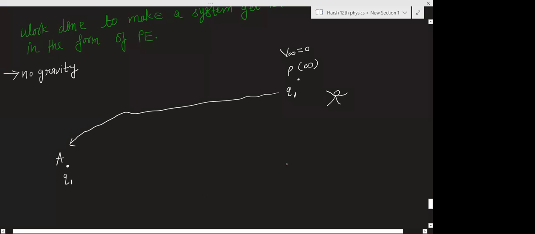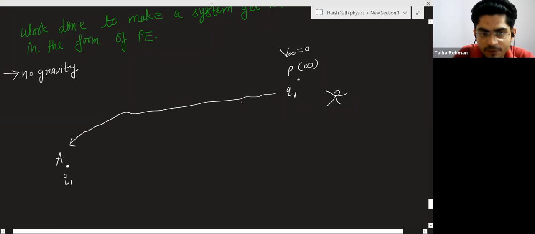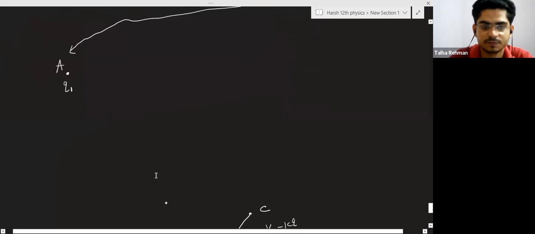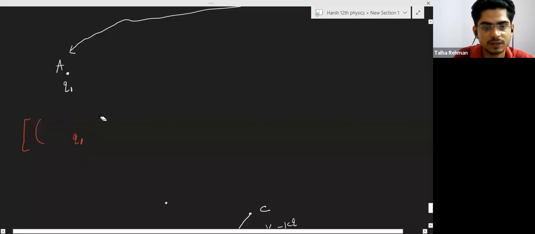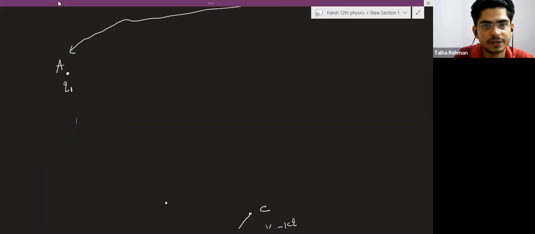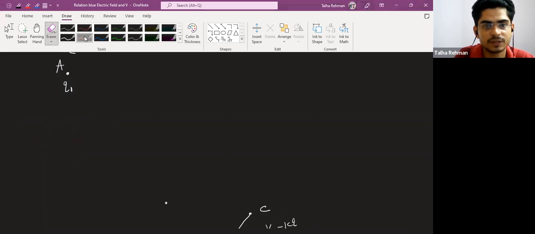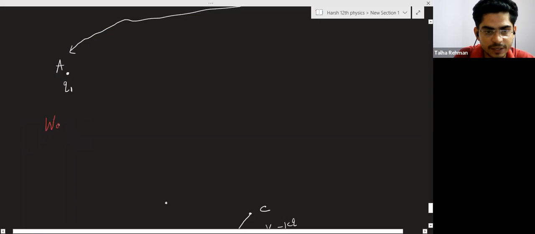So what will be the work done in carrying a charge Q1 from infinity to A? I am writing like this: work done for carrying a charge Q1. This is a very easy thing if you understand properly. Work done in carrying a charge Q1.